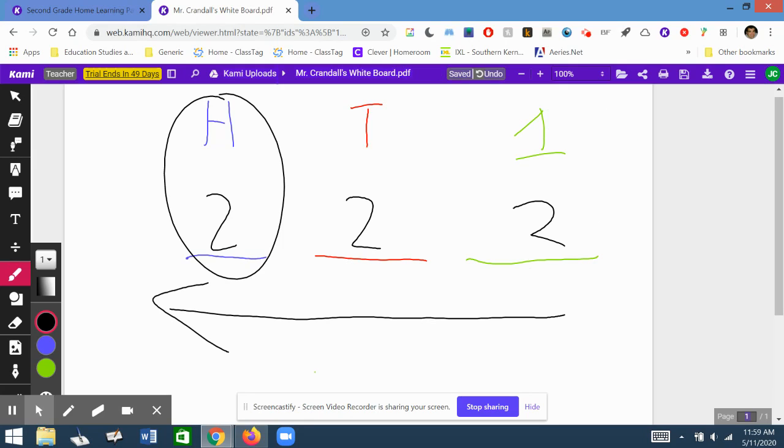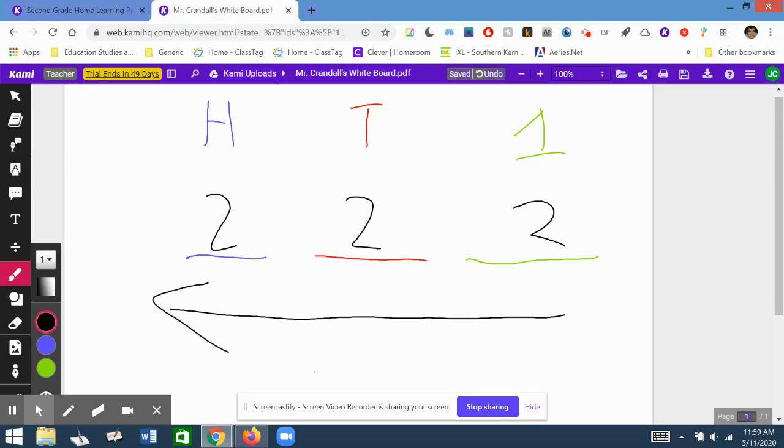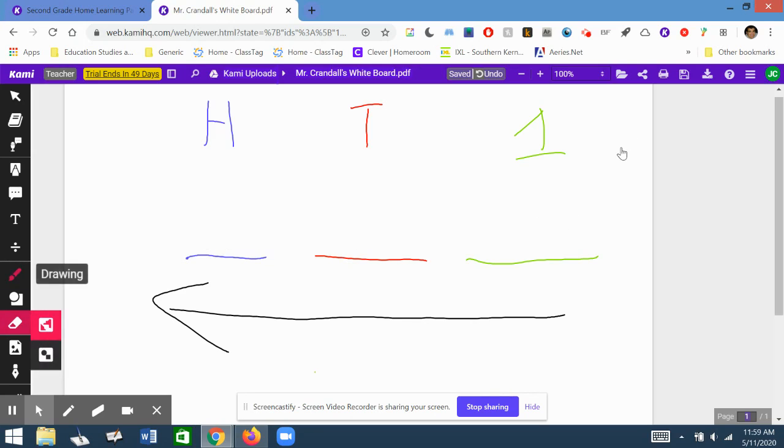Now, we're going to be reading some words, and some of these can be difficult until you read them out loud. As soon as you read them aloud, a lot of these become easier. They want you to write the number that means the same as each word. Number one: 212. How many hundreds did it say?